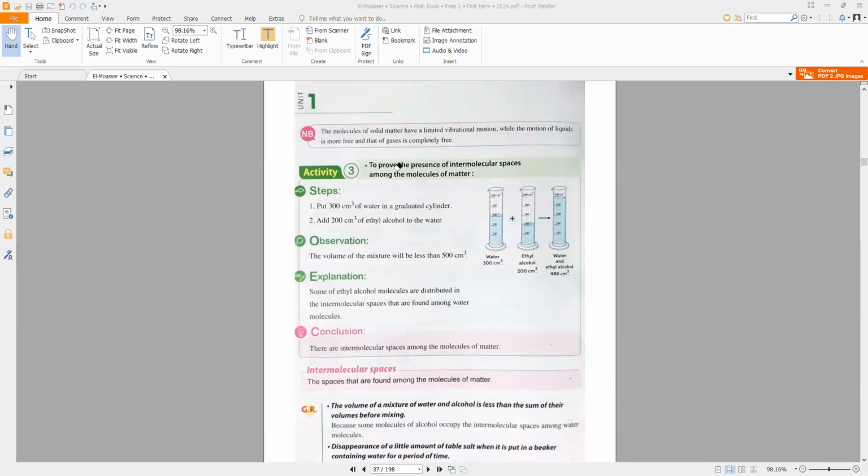This is the property number two of the molecules of the matter: there are intermolecular spaces between the molecules of the matter. To prove that, if you put water and ethyl alcohol together, after mixing you will find the total volume of them less than the total volume before mixing. Why? Because there are intermolecular spaces between water molecules, and ethyl alcohol will enter these spaces, so the total volume will decrease.